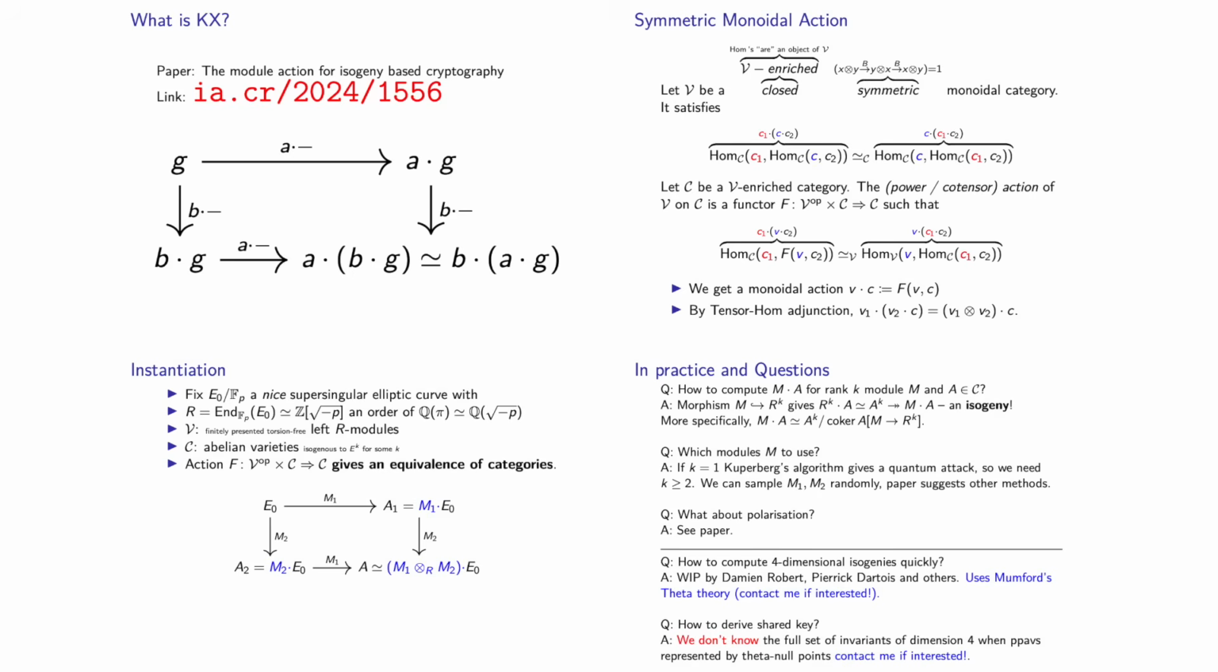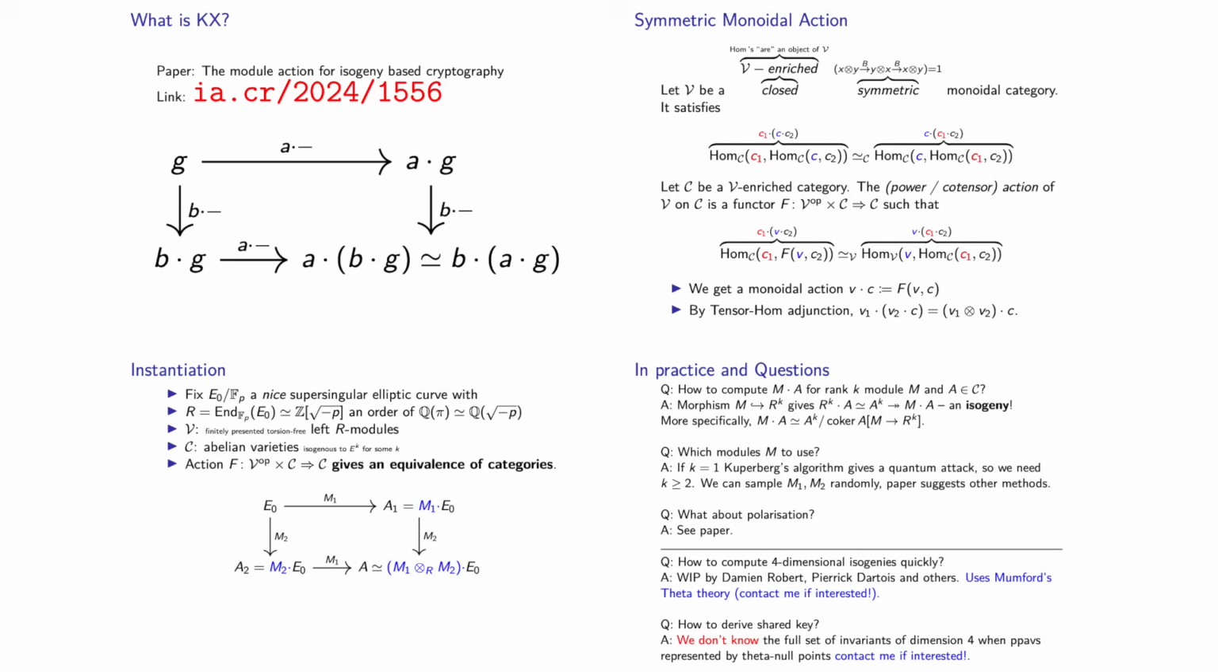We start with an element G in the set. Then we have two group elements, A and B, acting on it, and we get AG and BG. If we swap the action and apply B and A respectively, we get ABG and BAG. They will be equal because it's an abelian group. And we want to generalize this.